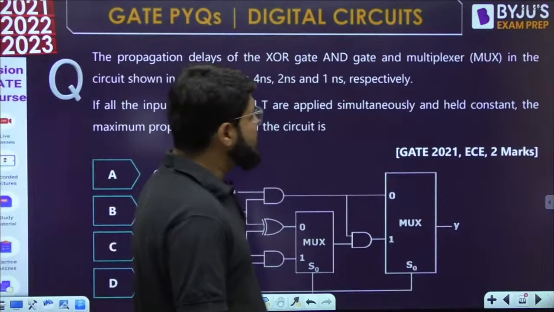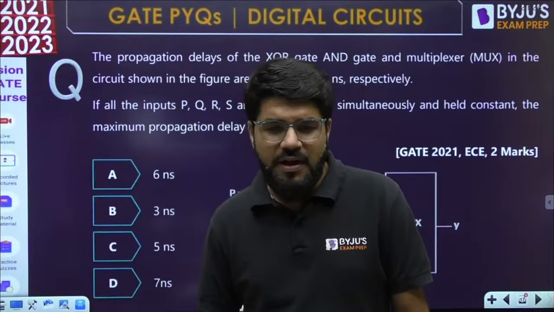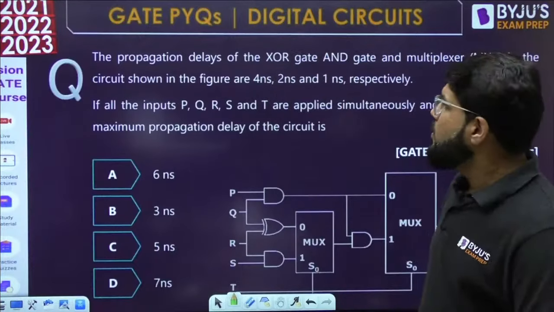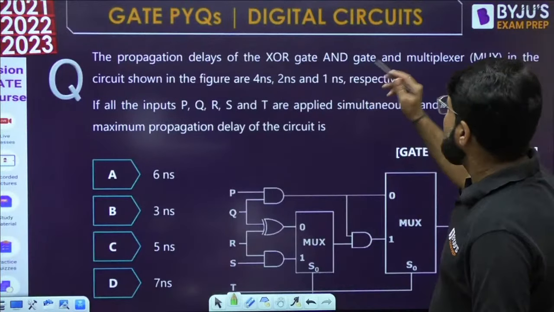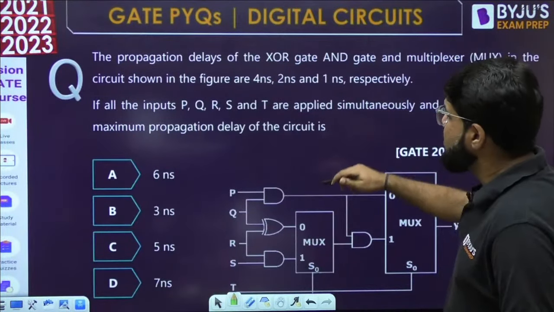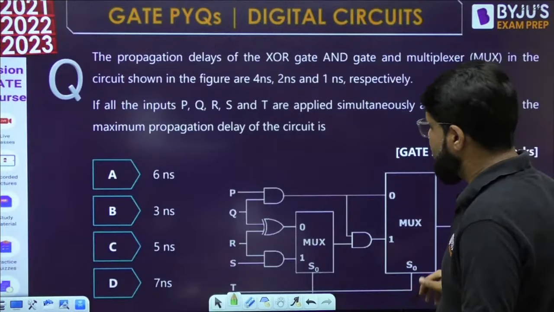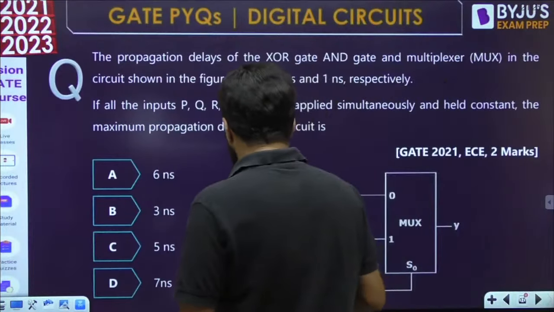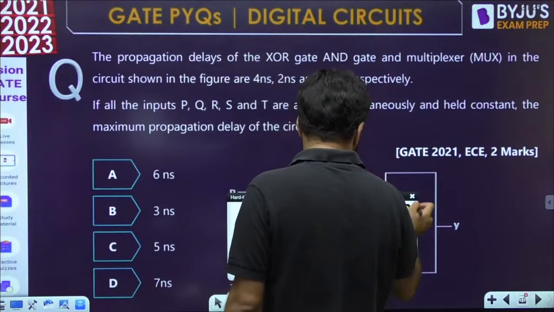Okay. A multiplexer based decent question from 2021 based on delays actually. The propagation delays of the XOR gate, AND gate and multiplexer in the circuit shown below are 4, 2 and 1 nanosecond. Okay, so let me write down these delays.